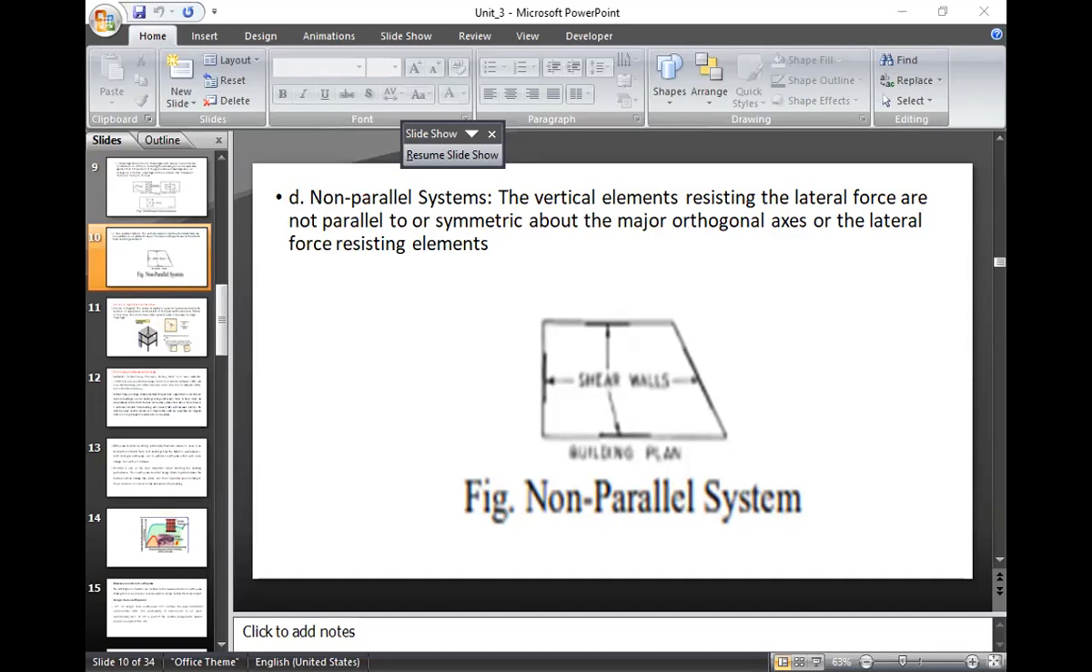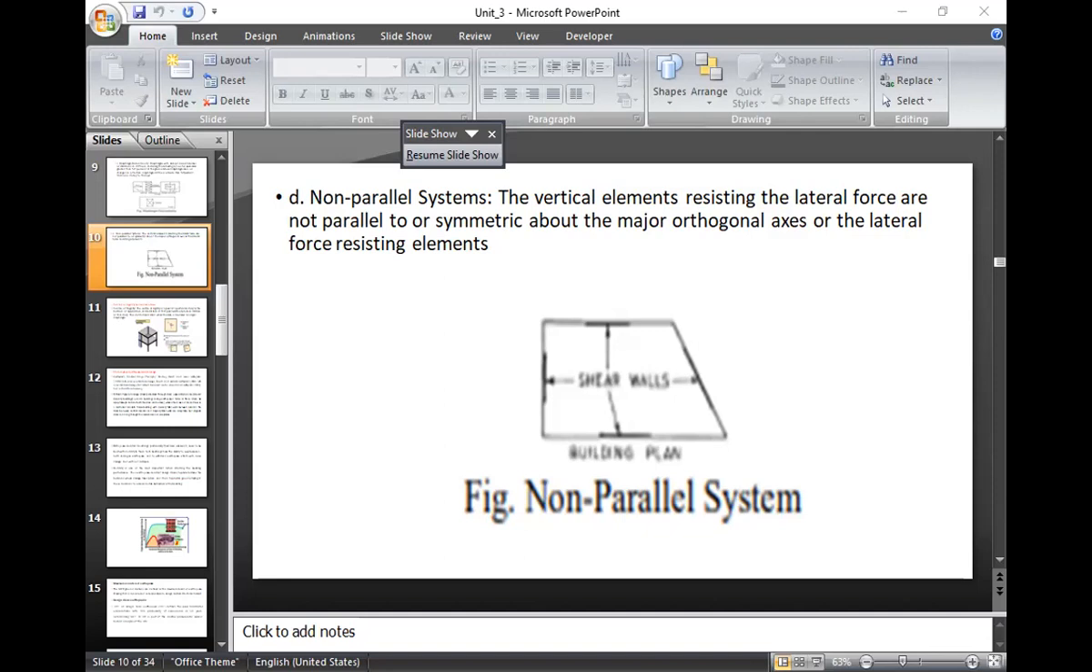Okay, in this way we have studied the irregularities in the plan, in the horizontal and in the vertical direction. Now we have to move to the next point, that is the philosophy of earthquake resistant design. If you have completed this, we'll move towards the next point.